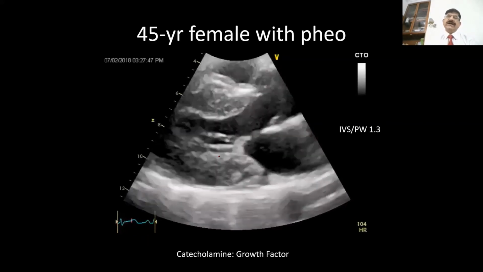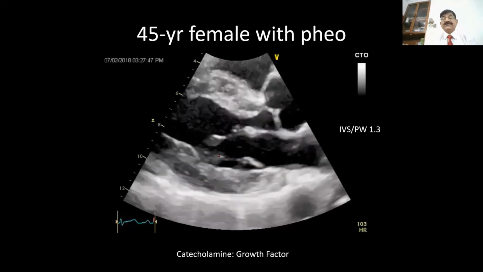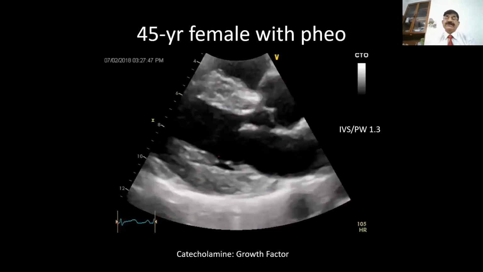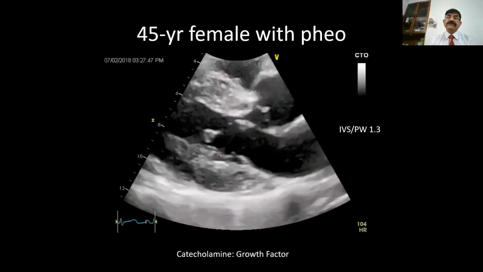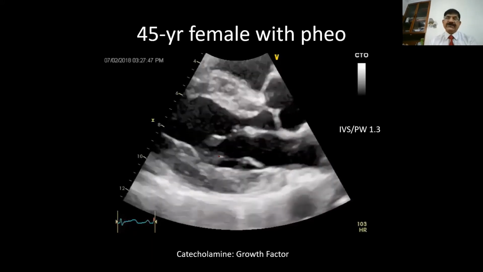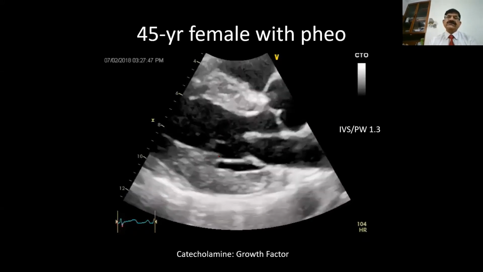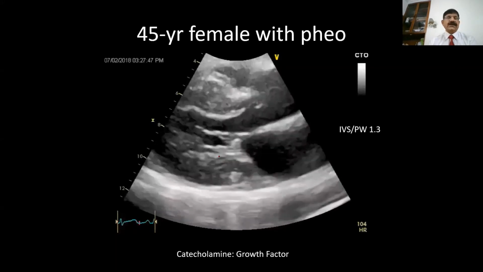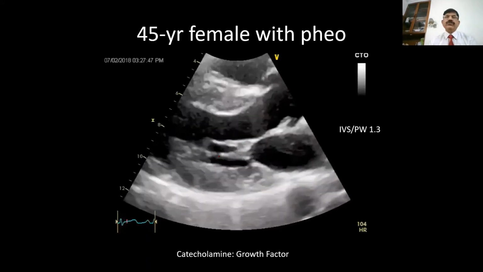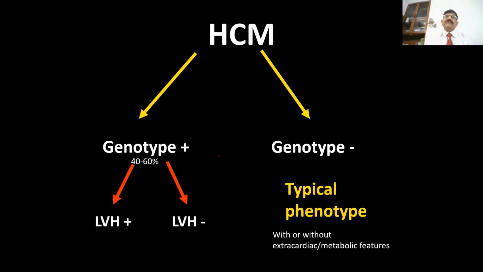You can also have this kind of picture in CKD with normotensive individuals, also in hypothyroidism. But hypothyroidism does not produce that much wall thickness, although 12 to 16 millimeter wall thickness is not uncommon in pure hypothyroidism. We'll talk about hypertrophic cardiomyopathy.